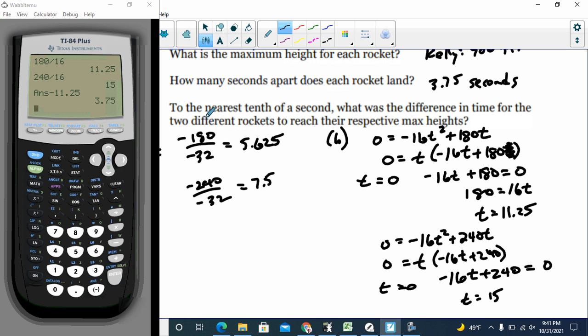Part C asks, to the nearest tenth of a second, what was the difference in time for the two rockets to reach their respective max heights? Well, it took Jocelyn's 5.625 seconds to reach its max height, and Kelly's 7.5. So it just wants the difference in those times, rounded to the nearest tenth of a second, which would be 1.9 seconds.